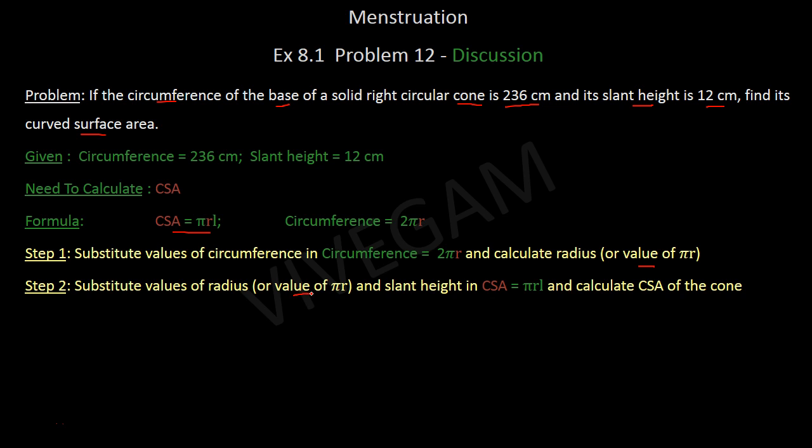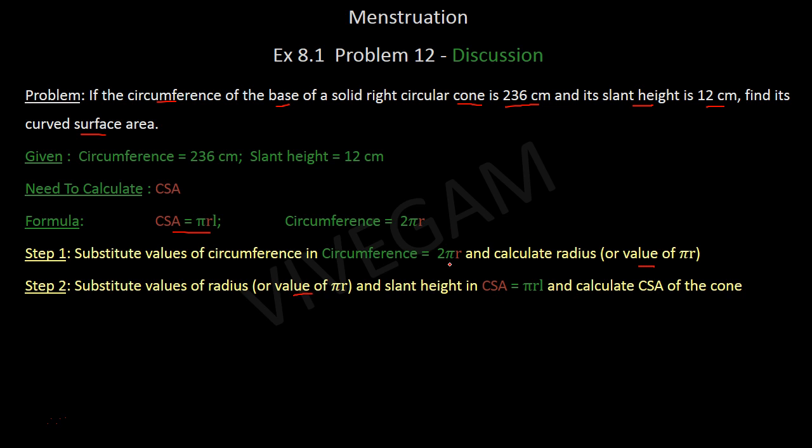These two are a slightly different method. It saves a little time. That's the second method. CSA is pi r L. Circumference is given as 2 pi r. So instead of calculating the radius, you just calculate pi r alone. That is circumference divided by 2. Circumference is given as 236, so 236 divided by 2 is 118 centimeter. That is the value of pi r. Substitute the value of pi r here because L is already known. So 118 into the length, which is 12 centimeter, you will be able to calculate CSA.